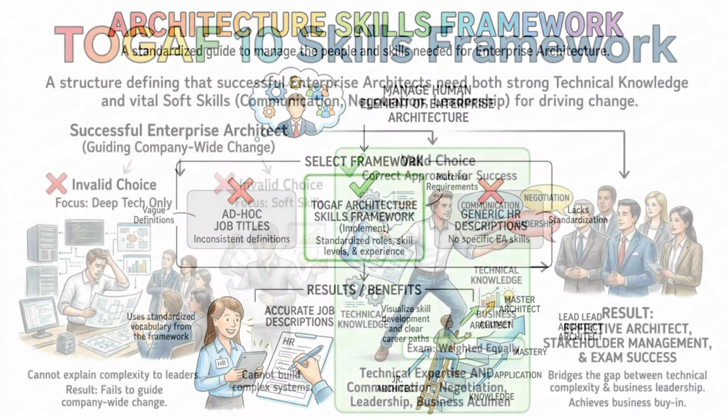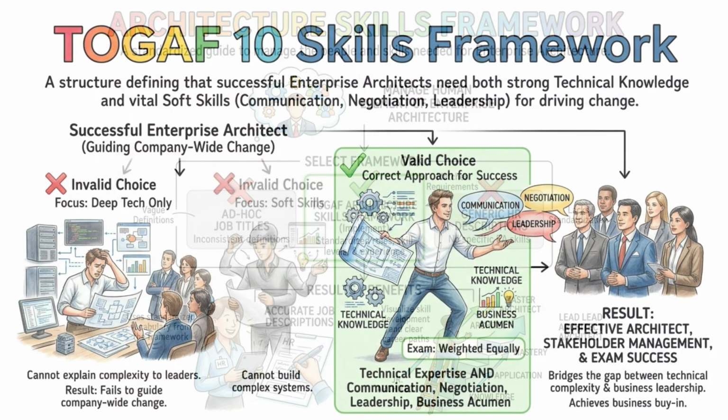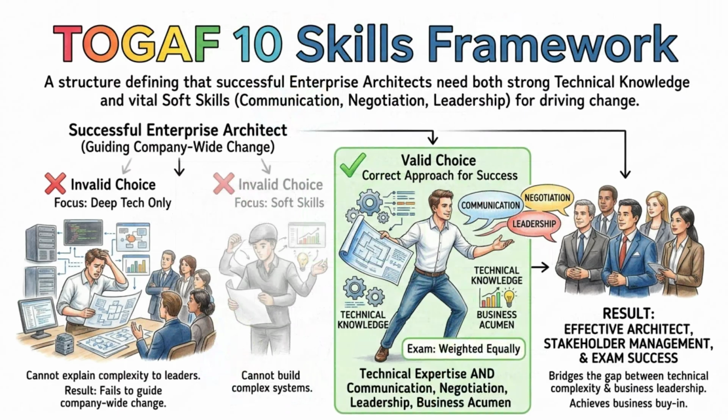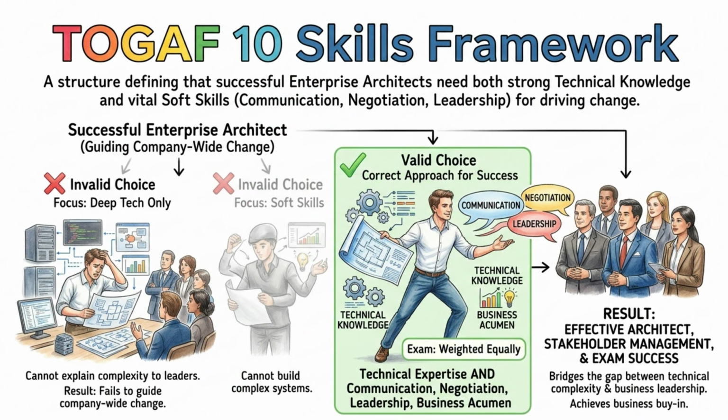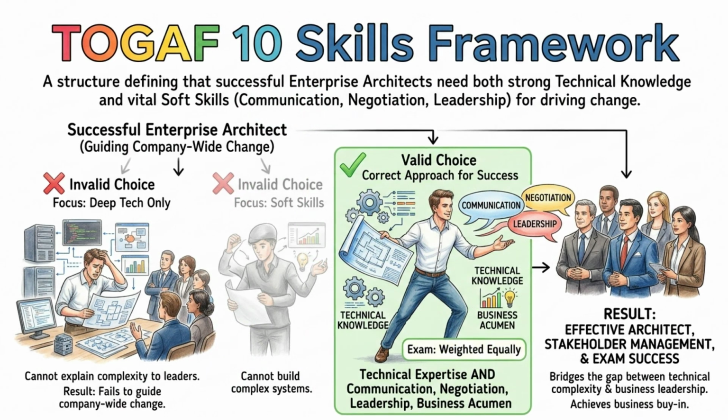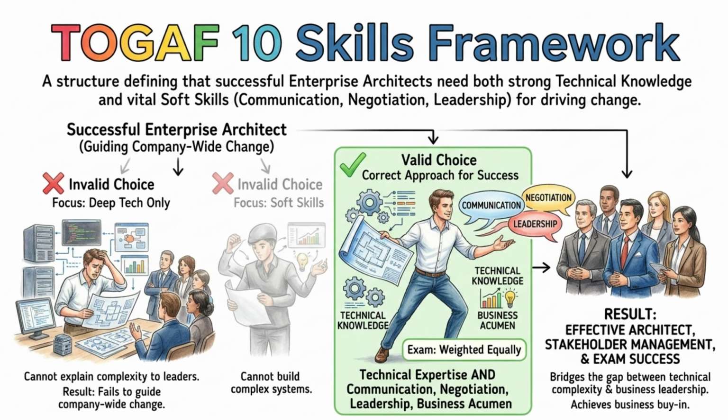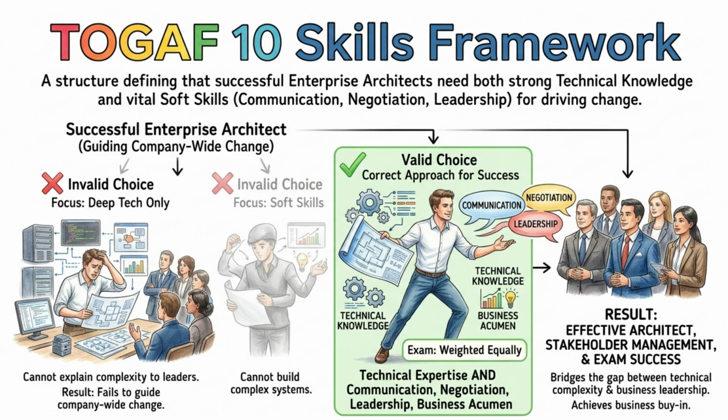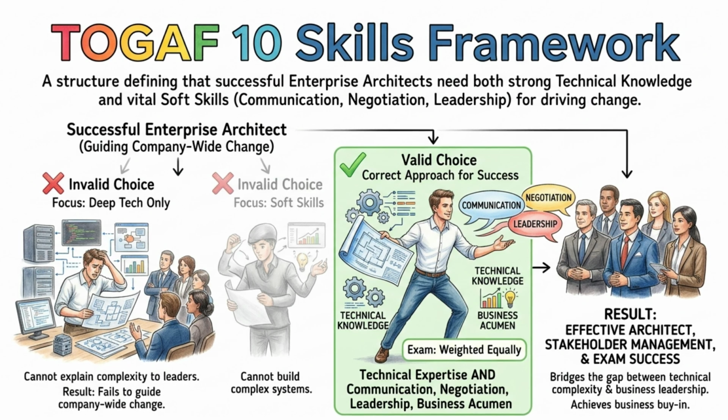The skills framework recognizes that enterprise architecture requires a diverse mix of technical and soft skills. An effective architect needs deep technical knowledge to understand complex systems, but they also require strong communication, negotiation, and leadership skills to manage stakeholders. Because architecture involves guiding change across an entire company, the ability to explain technical concepts to business leaders is absolutely critical. On the exam, remember that soft skills and business acumen are weighted just as heavily as technical expertise in the skills framework.